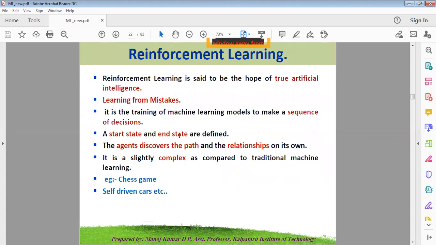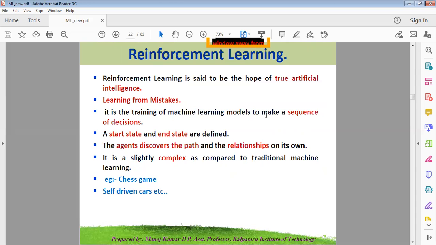So next you come to reinforcement learning. It is said to be a hope of artificial intelligence, learning from mistakes. If both supervised and unsupervised learning result in error, now you have to reinforce. That means if both the supervised and unsupervised learning have gone for an error output or error program, then you have to learn according to reinforcement learning.